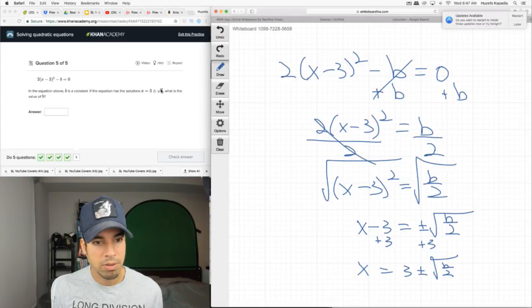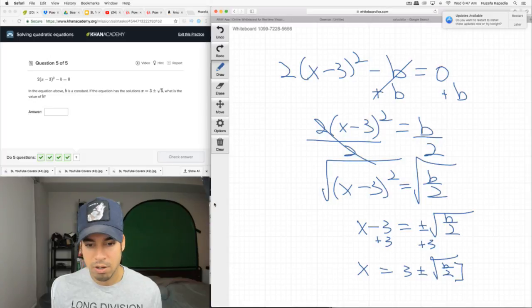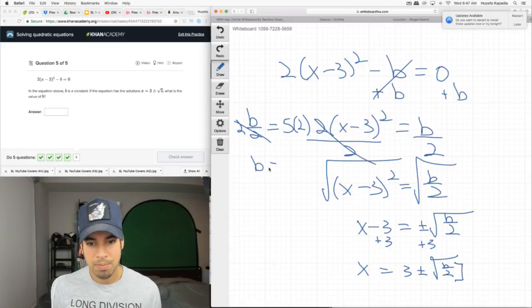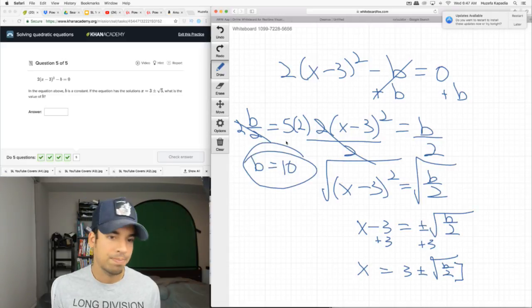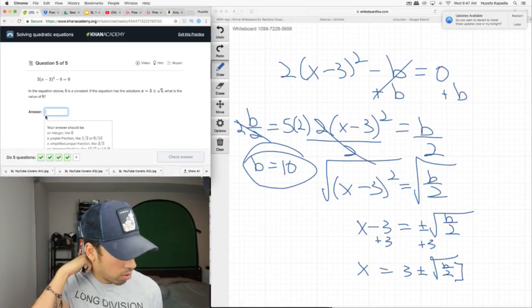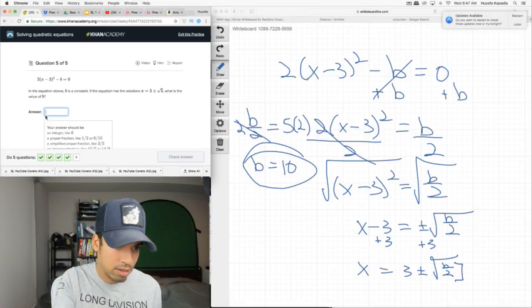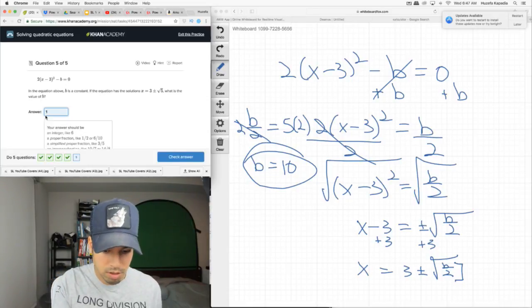And it says it's 3 plus or minus the square root of 5. So that means this quantity here, b over 2, somehow has to equal 5. How? Well, I don't know. Let's isolate b and figure it out. We'll multiply both sides by 2. These cancel out, and b equals 10. And that should work. Let's see if it does.